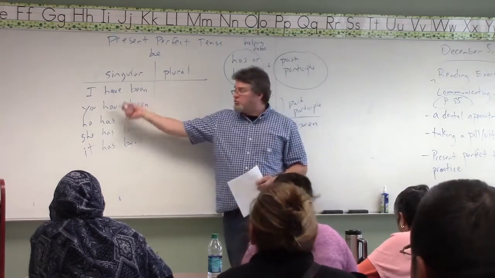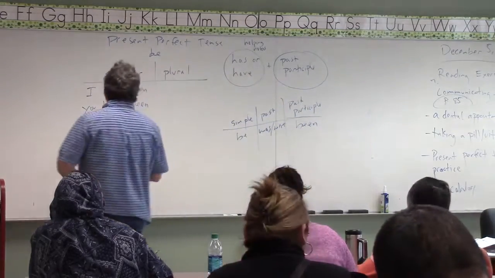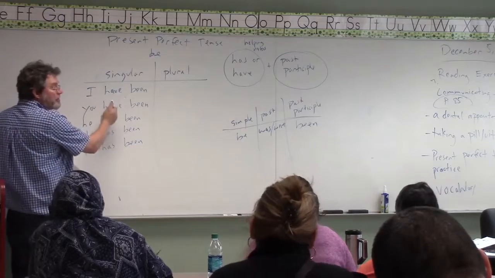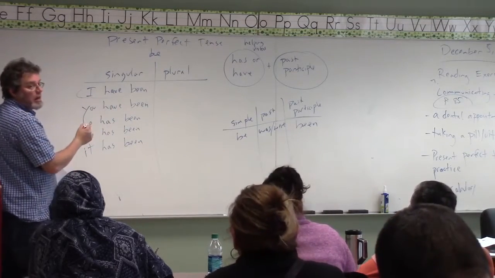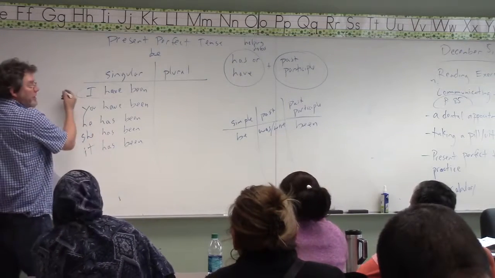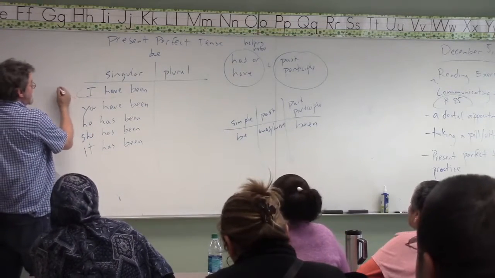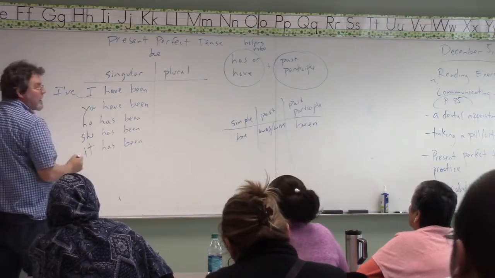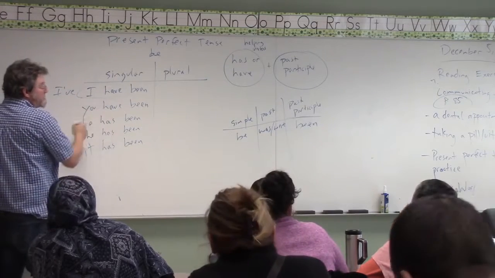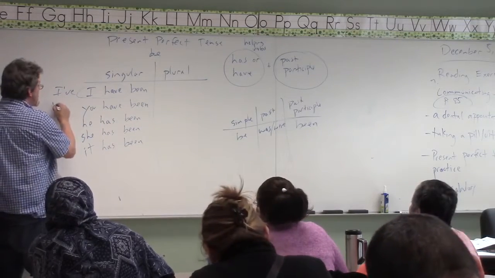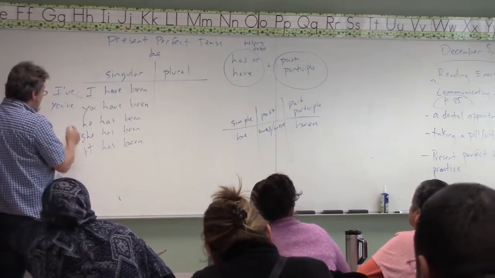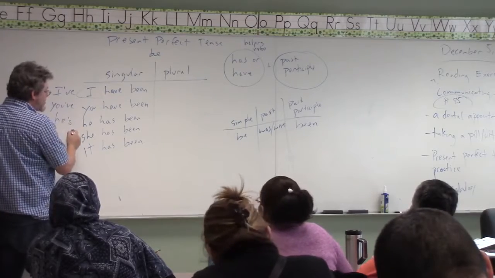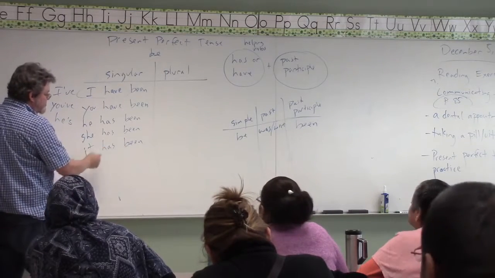If we use the contraction, which is pretty common, if we put these together, instead of saying I have been, then what would it be? Then you say I've been. You have been would be you've. He has been would be he is. He's been. She's been. It's been.